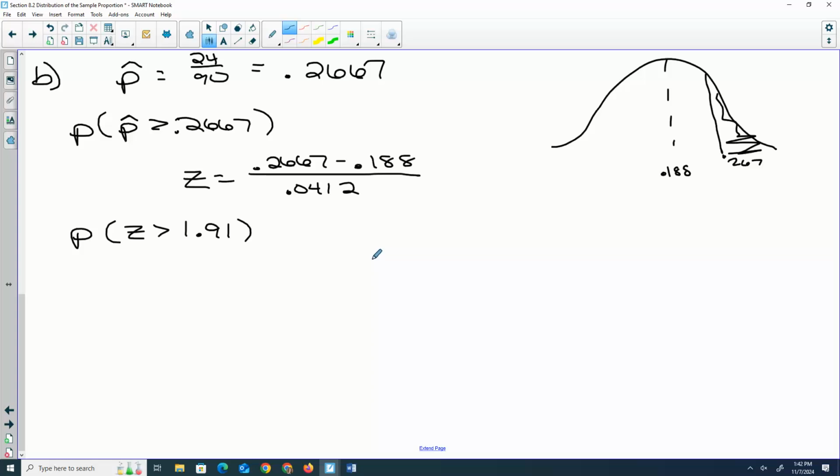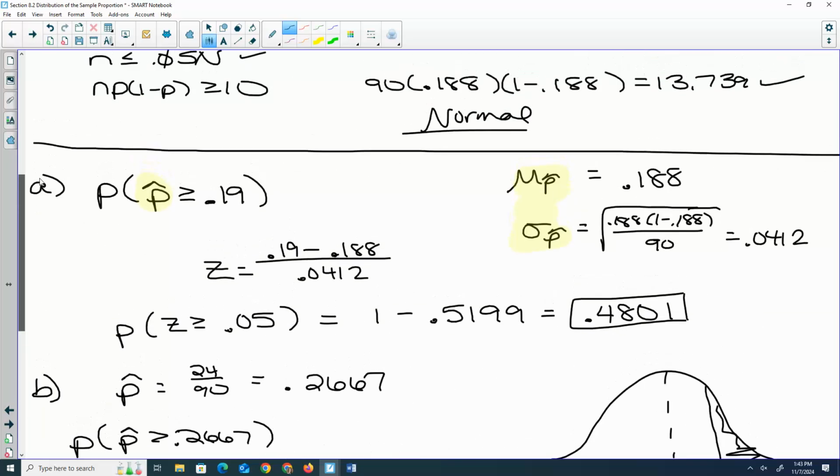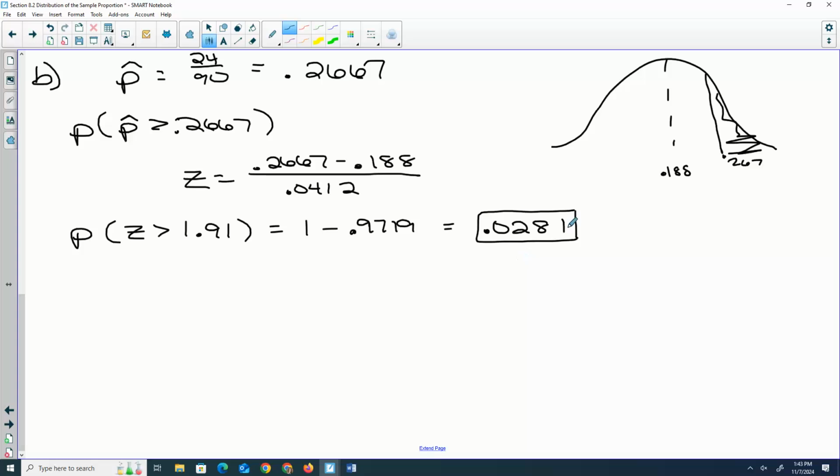So we get the probability that z is greater than 1.91. To do greater than, we do 1 minus. Look up 1.91. So the question was, what would we conclude? Is this common? No, this is unusual.